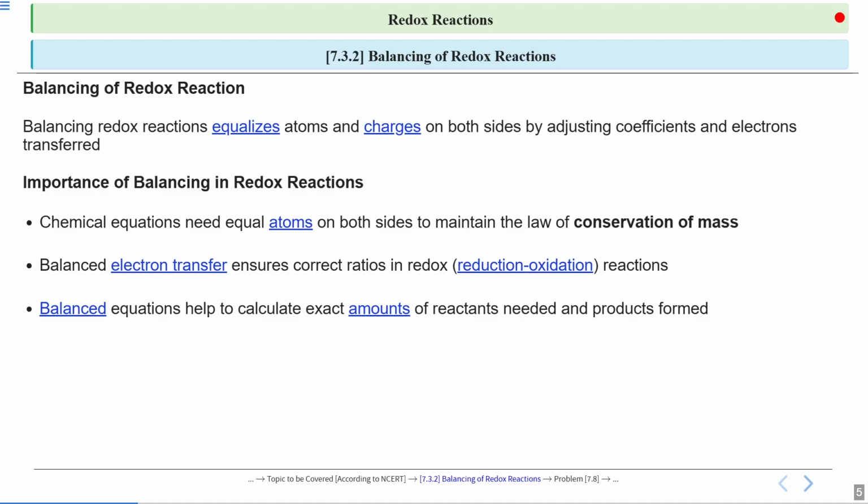Now, balanced equations help to calculate the exact amounts of reactants needed and the products formed. This means that it provides stoichiometric ratios between the substances. Why have we used it? Because it is providing the stoichiometric ratios, and these ratios are determined by the coefficients in the balanced equation.